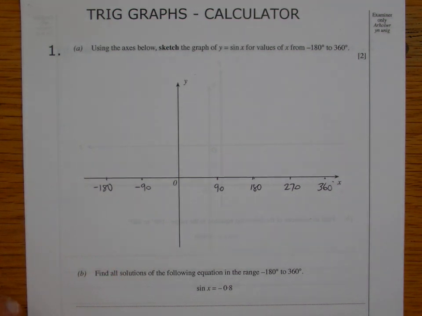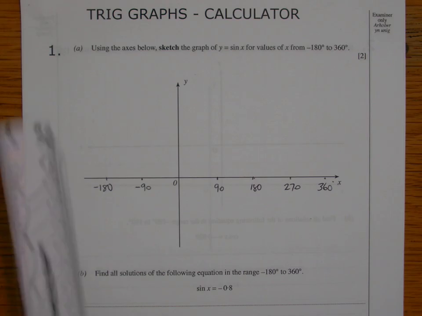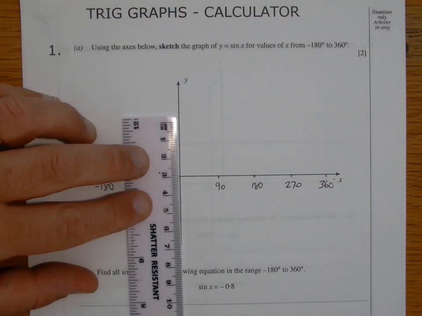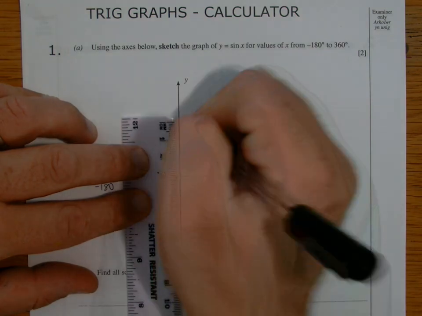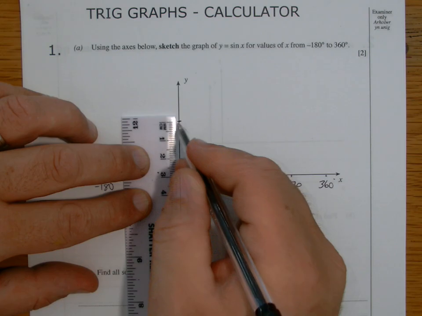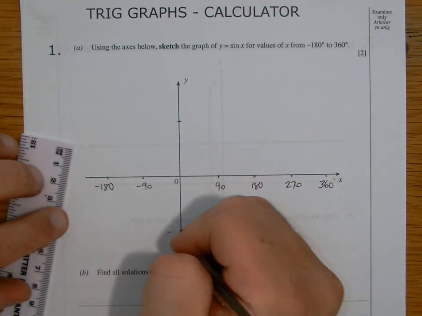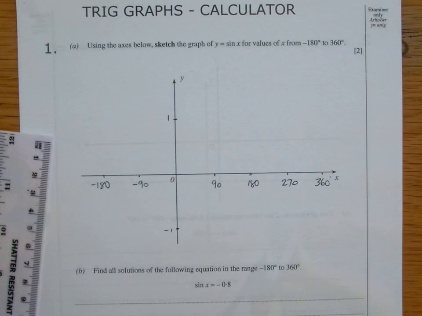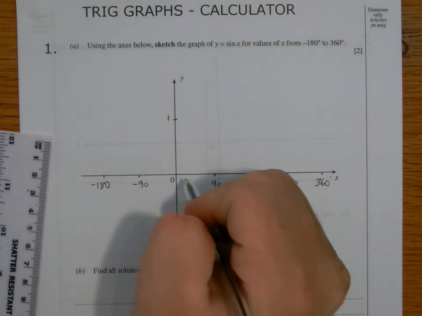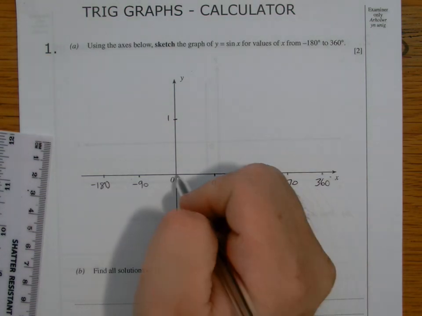Okay, so we know the sine graph has values ranging between 1 and minus 1. So the height can be 1. So maybe we can go 3 centimeters. It's going to go as high as 1 and as low as minus 1. So 3 centimeters up, 3 centimeters down, minus 1 and 1. So all you need to do then is plot some points for the curve. You're best off determining where the sine graph goes through the axes.